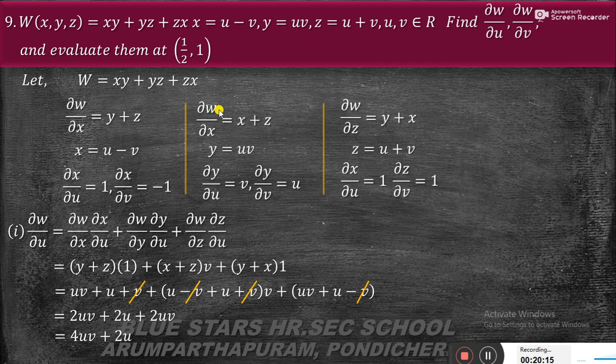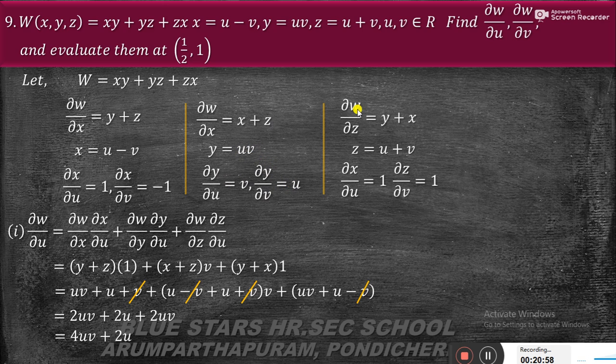Next dou w by dou y. Here I substitute w equal to xy plus yz plus zx. Again we differentiate with respect to y on both sides. So xy means x into derivative of y is 1, so I write x, plus yz means derivative of y is 1, so plus z. The third term is 0, therefore x plus z. Next y equal to uv. Dou y by dou u means differentiate with respect to u, we get v. Dou y by dou v means derivative of v is 1, so the remaining term is u.